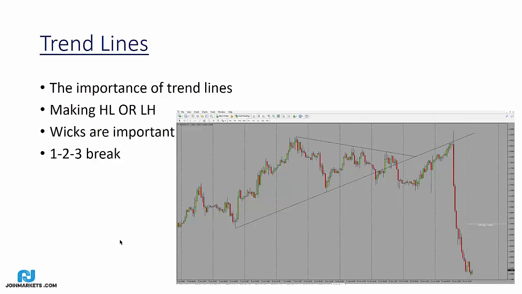So 1, 2, and 3. We also had extra confirmation here. 1, 2, and 3. So a break and a retest. Now, this day was a bit of an abnormal day. It was a day of ECB minutes.